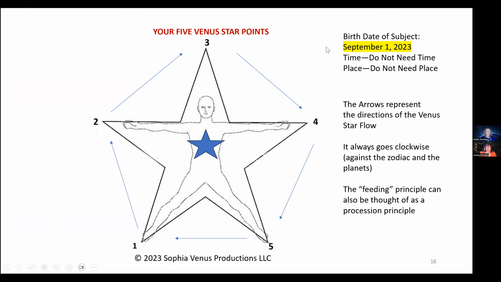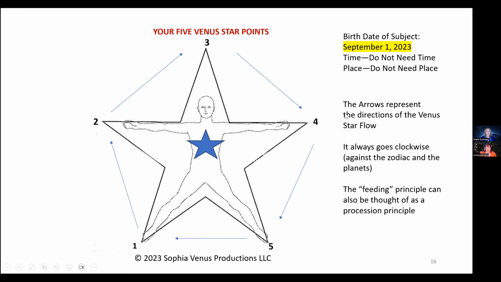So the other thing that's cool, I think, about looking at Venus star points is all you need is the date. You don't need a time or place. So when people say, well, I don't know when I was born exactly, and nobody has a record of it, you can still do a pretty decent Venus star point reading for them. You just won't have an exact wheel with an ascendant and houses and all that, but you can still do a pretty exact reading for them.